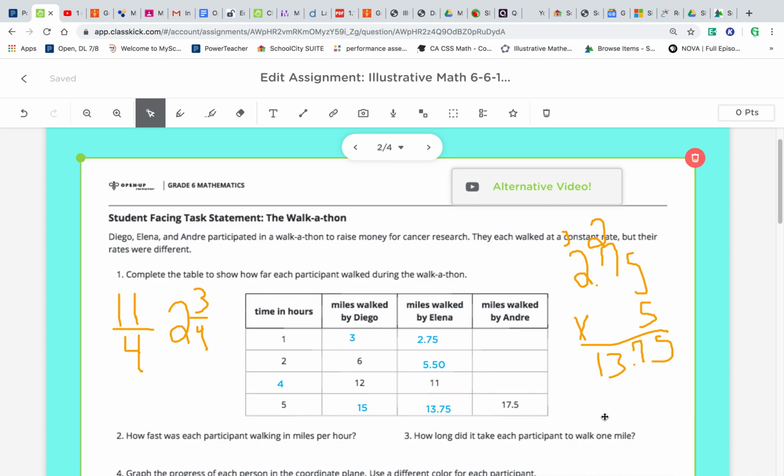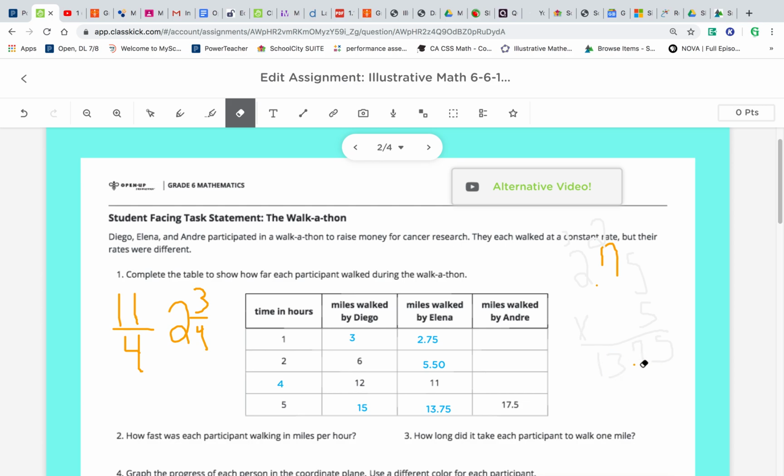All right, so Andre was 17.5 miles in 5 hours. So let's jump back to 1, and then we'll just fill in from there. For 1 hour, we're going to divide by 5. We're going from 5 to 1, so we divide by 5. So let me erase all this here, and let's see what 17.5 divided by 5 is.